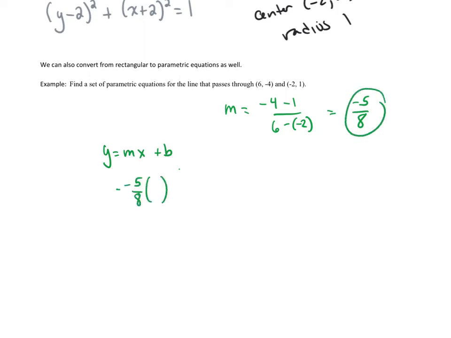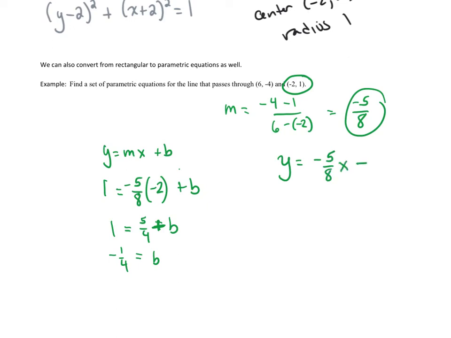So I know the slope is -5/8. And then I could just pick any of my xy ordered pairs. I'll pick this one. So I'll pick x of 2 and y of 1, and then I can solve for b. So that's 5/4 if I reduce. It's 10/8, which is 5/4, plus b equals 1. So I'll subtract 5/4 from both sides, and I'll get -1/4. So my line equation is y equals -5/8 x minus 1/4.